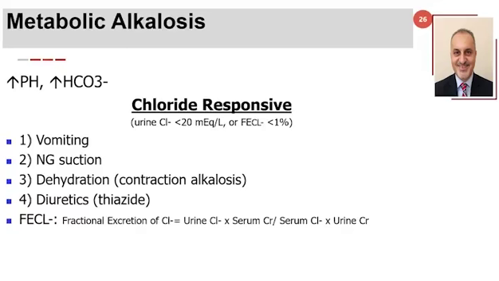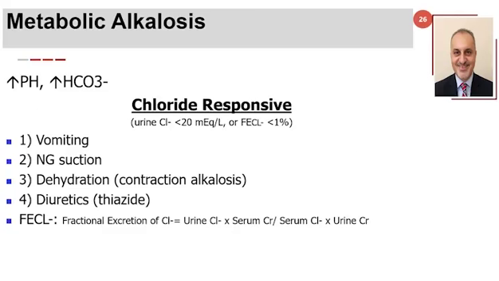Okay, let's go to another thing. It's called metabolic alkalosis. In metabolic alkalosis, the pH is usually high, above normal, and the bicarbonate is usually high. Now we divide metabolic alkalosis into two major types. One type we call chloride responsive, and the other type we call chloride resistant.